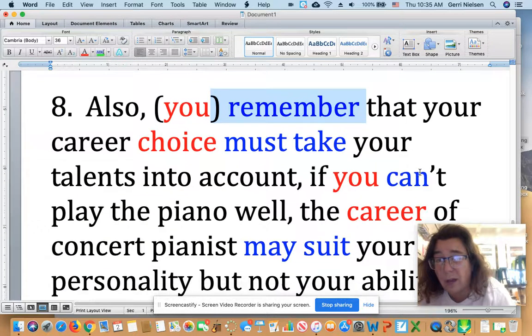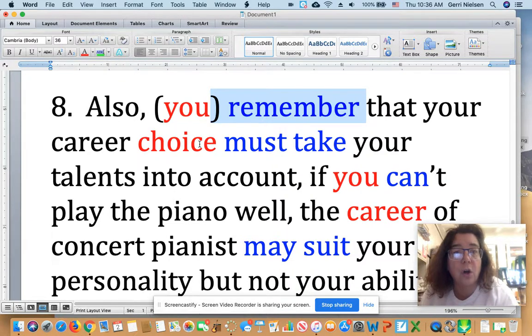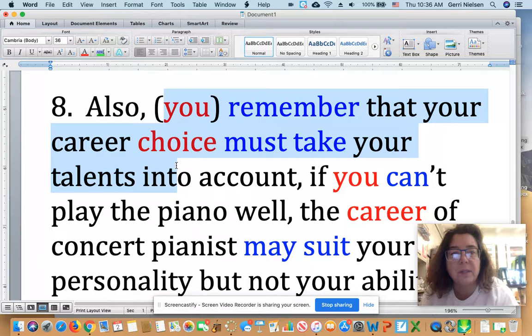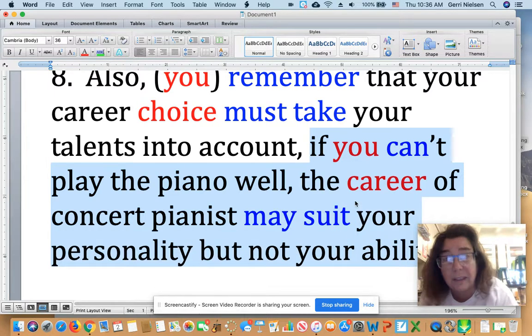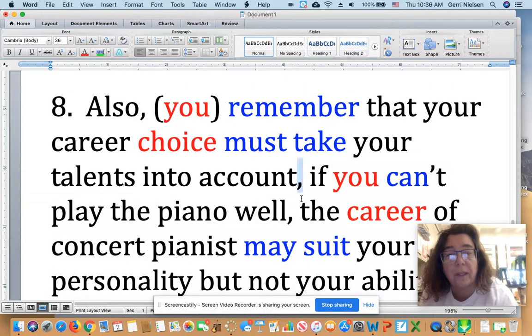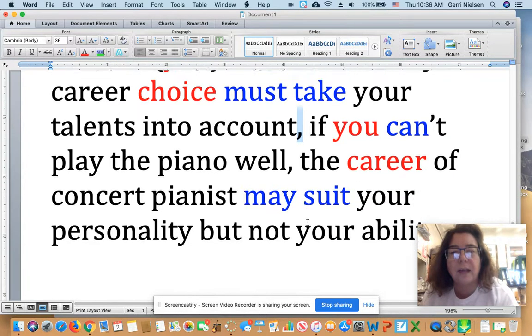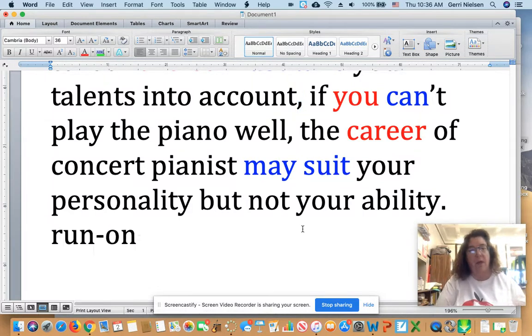So either this is a run-on or it's a complete sentence if it is punctuated correctly. You remember that your career choice must take your talents into account. If you can't play the piano well, the career of the concert pianist may suit your personality but not your ability. That's a lot of stuff to connect with only 1 comma right here and 1 comma right here. This is a run-on. I hope you figured this out. This comma right here needs to be a semicolon, or you might do something like a "however" or an "although," if that would work. This is a lot of clauses to connect with just a comma. That's a comma splice. So this big old thing is a run-on.